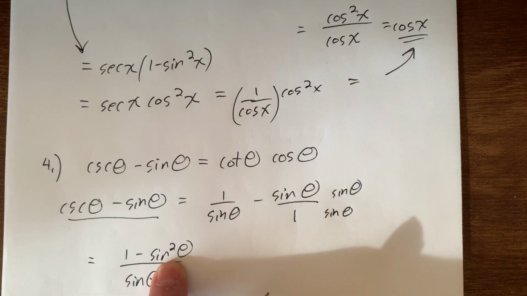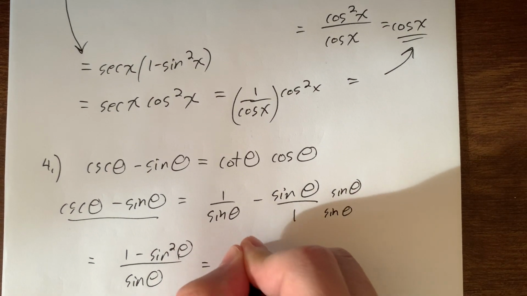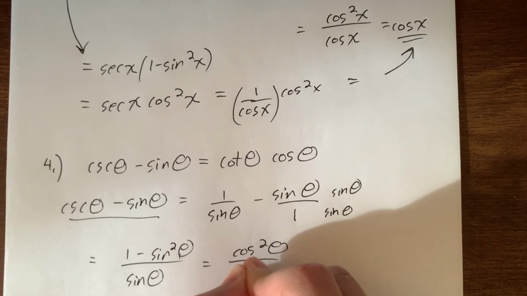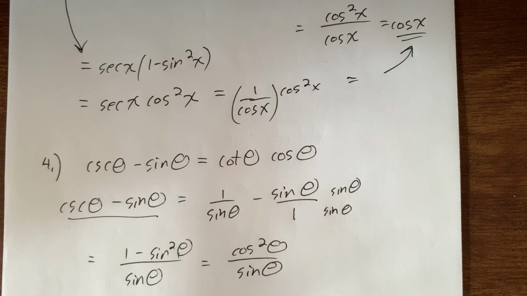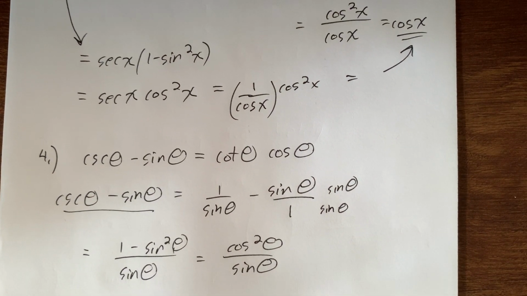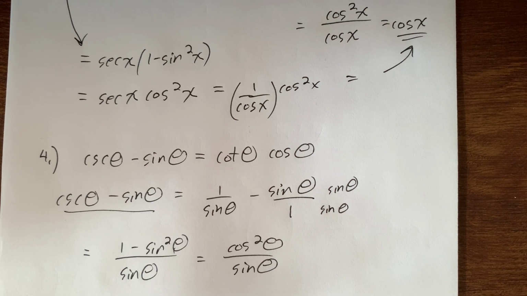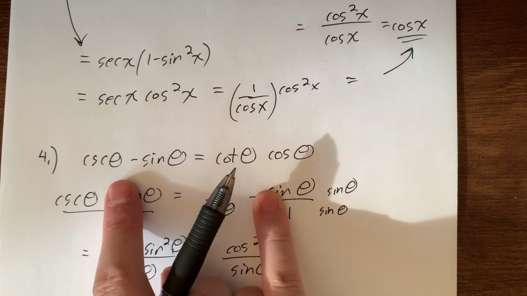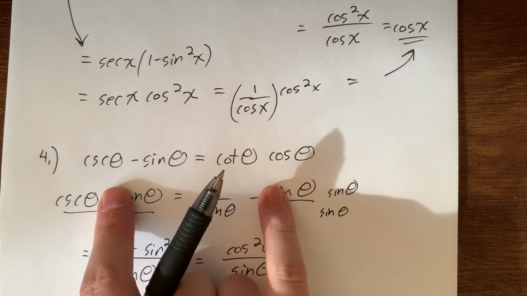There's that identity again. So that just became cosine squared over sine. And now you might think that you're stuck a little bit. And this is where, while we don't want to work on both sides, and again, I can't say that enough, everybody.